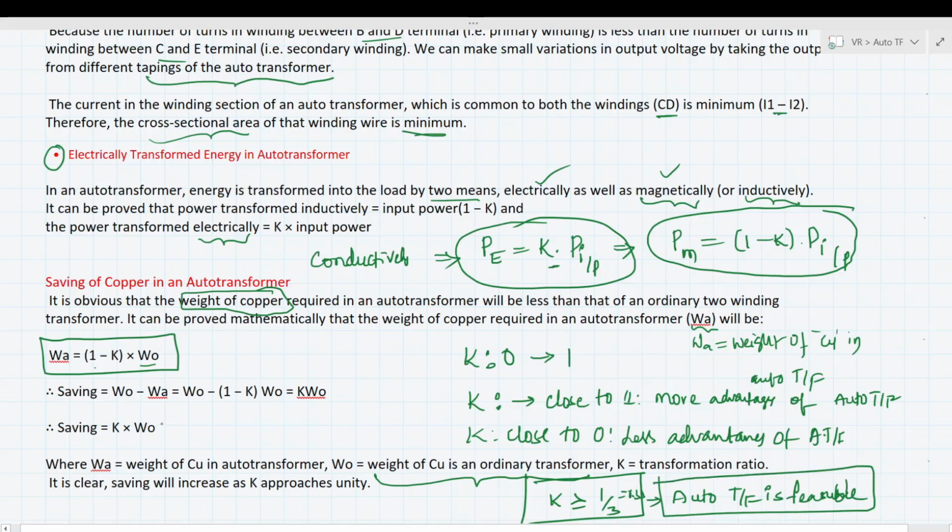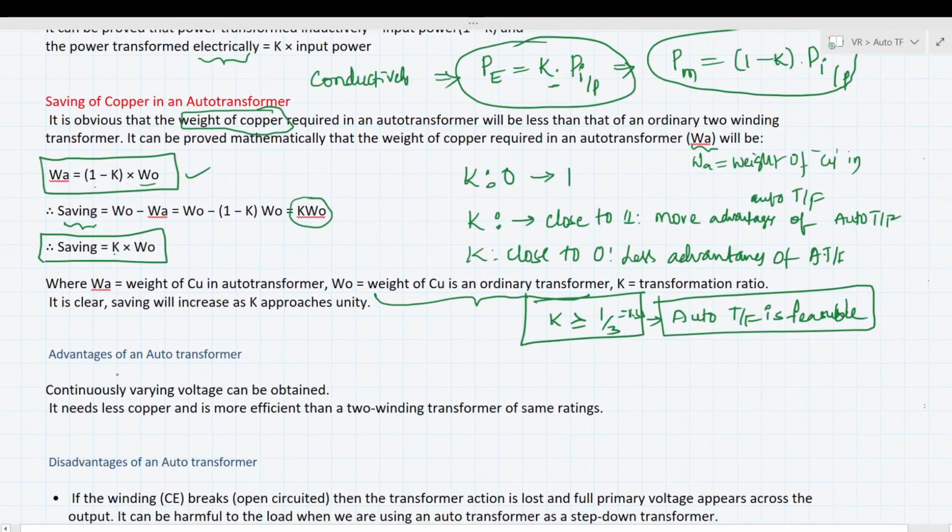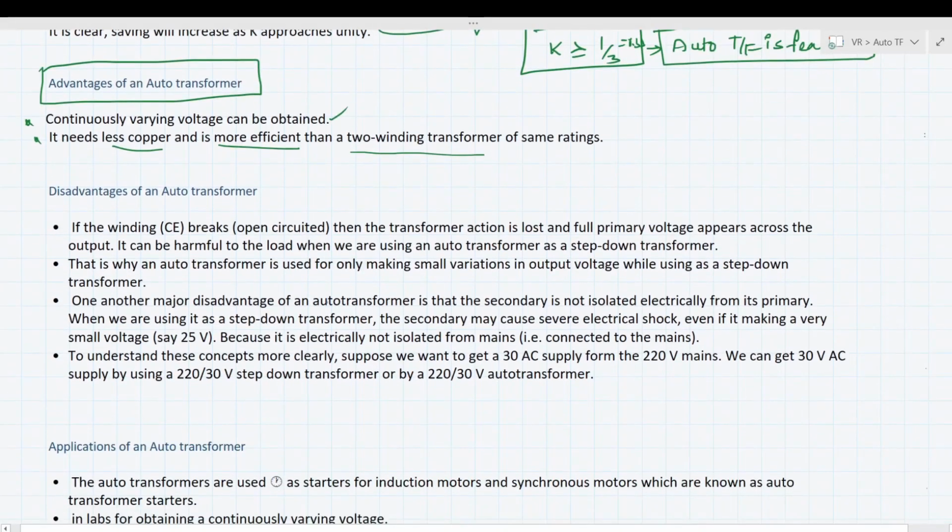So the saving of copper in an auto transformer is (1 minus (1 minus K)) into the weight of copper in an ordinary transformer. So the saving will be K times the copper in an ordinary transformer, that is, the saving can finally be written as K times the weight of an ordinary transformer. So let us see the advantages of an auto transformer. Here a continuously varying voltage can be obtained. It needs less copper and is more efficient than the two winding transformer, so the efficiency of the machine also increases.